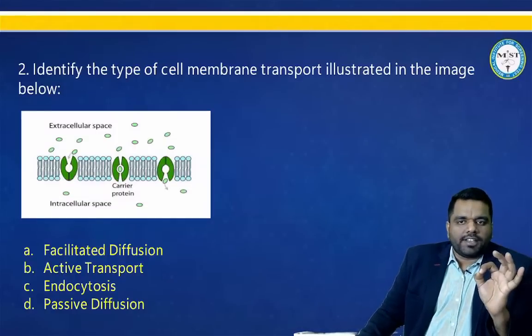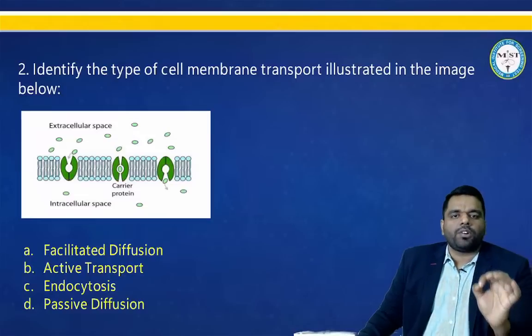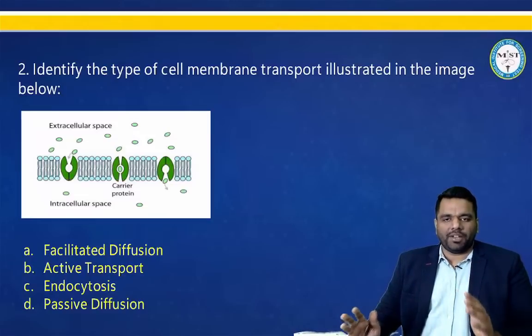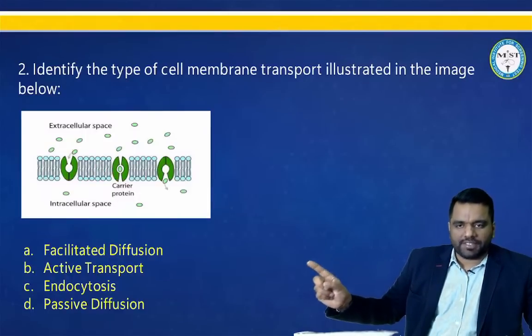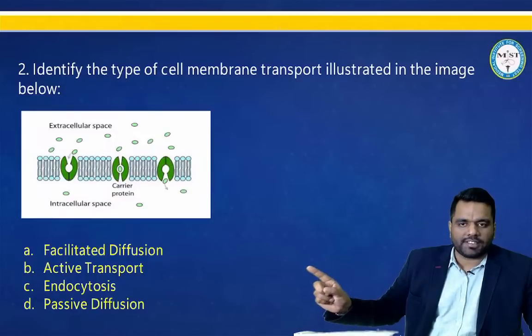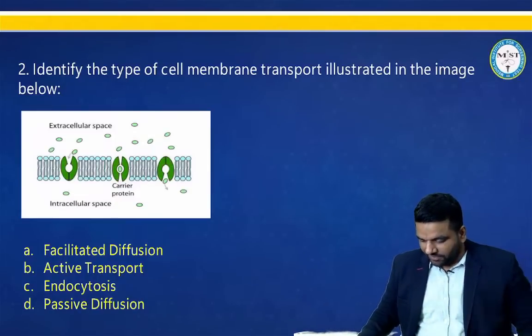Question number 2 states, identify the type of cell membrane transport illustrated in the image below. And this is the image. Option A is facilitated diffusion, B is active transport, C is endocytosis, and D is passive diffusion.